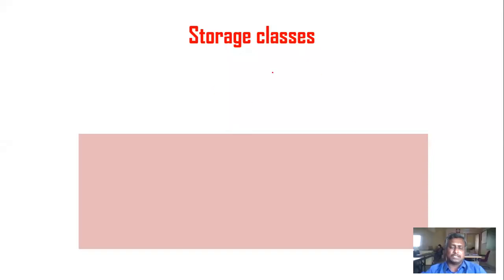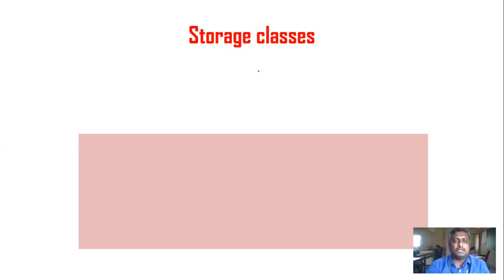Storage classes. Storage classes are basically used to represent or define the scope of a variable, and to some extent, the life cycle of the variable will also be specified by using the storage classes. So how do we specify this in the program?